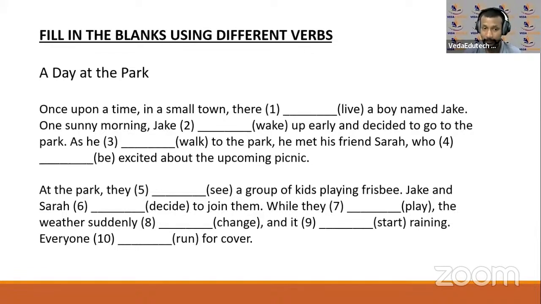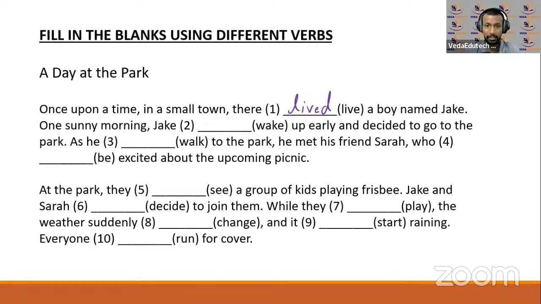मैं एक बार पढ़ूंगा the sentence there and I will put the answers there. Okay, once upon a time in a small town there dash a boy named Jake. ठीक है, तो once upon a time, past, ठीक है. There, in a small town, live का past form, what is that? Very good. If you have said lived, it's absolutely right. There lived a boy named Jake.